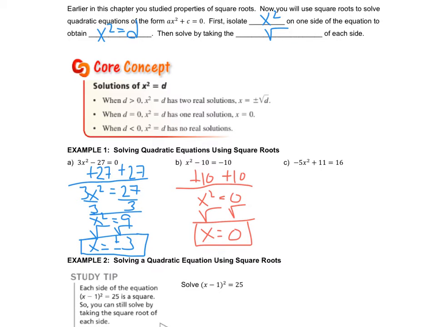And on the last one, we would subtract 11 first. I get negative 5x squared equals 5. Then when I divide by a negative 5, notice what's happened. We get negative 1. Now I can't take the square root of a negative number. There is no number that times itself gives me the negative. So that's going to tell me that there are no solutions.